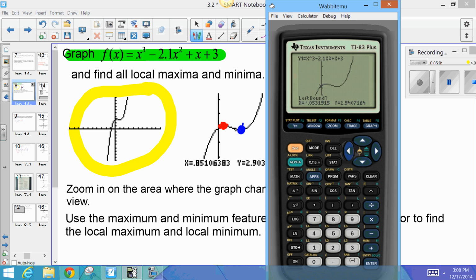All right, so all you have to do is move your cursor enough to the left that you know it is definitely to the left of that maxima. Now it's definitely to the left of that red point on the graph. I'm going to press enter. That's a left bound. Now it's asking me for the right bound, so I'm going to go to the right, and I'm going to keep moving it until I get a point that is definitely to the right of that maximum. This will happen a little quicker on your calculators.